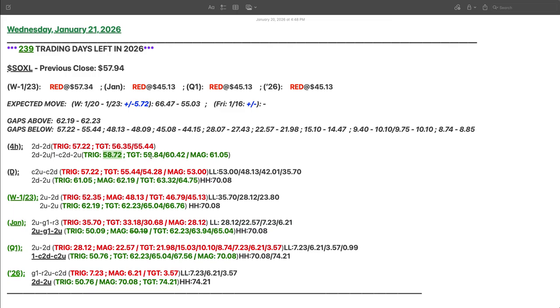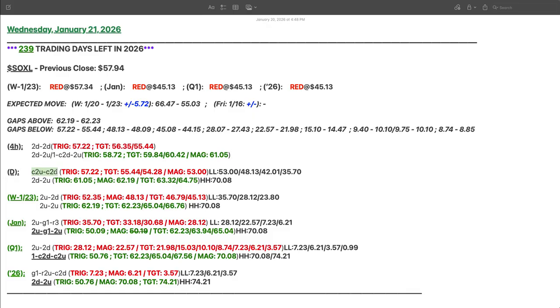61.05. But we do know that we are in this 1-hour downtrend, which is why we put these intermediate targets here. If we don't make it up to that 61.05, look at 59.84 or 60.42 as possible points of reversal or just sideways action, right?